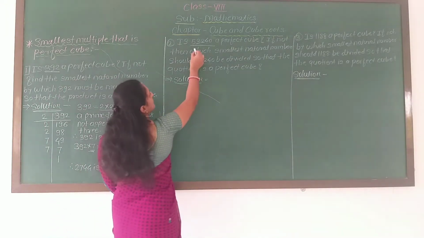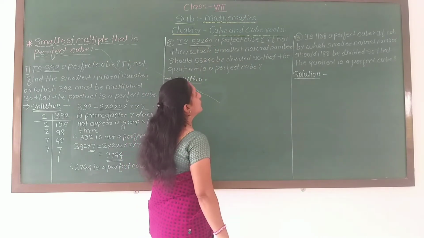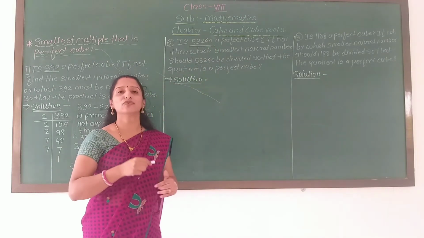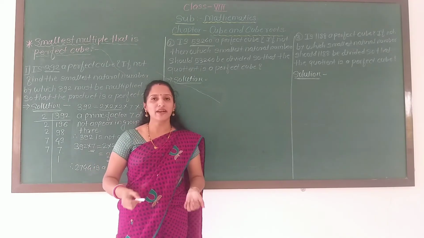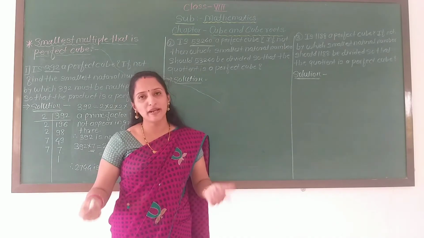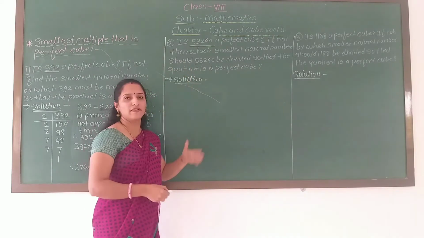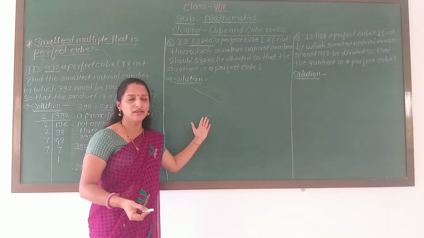Is 53,240 a perfect cube? Yes, that means the same. We first have to find the prime factors of this number. If all prime factors appear in the form of triplets, then this number is a perfect cube. Otherwise, it is not. Right?